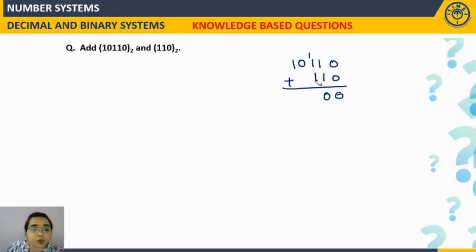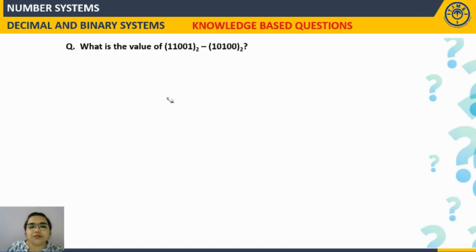1 plus 1 plus 1, what did we learn? 1 plus 1 plus 1 in decimal is 3. 3 in binary is written as 1 and 1. So 1 here, 1 in the carry. 1 plus 0 is 1, and 1 you bring it down. So 10110 plus 110 gives 11100 in binary is the answer. Simple? Okay, let's go ahead.